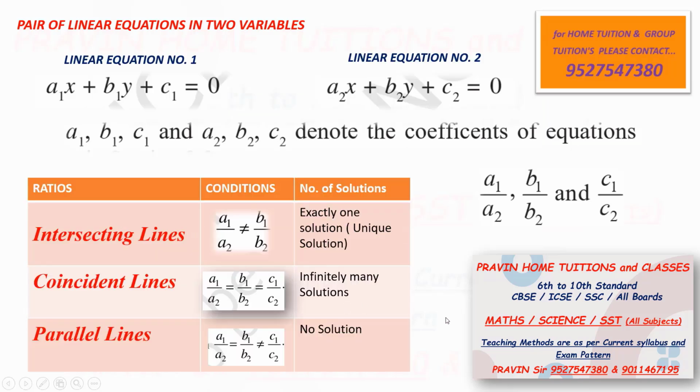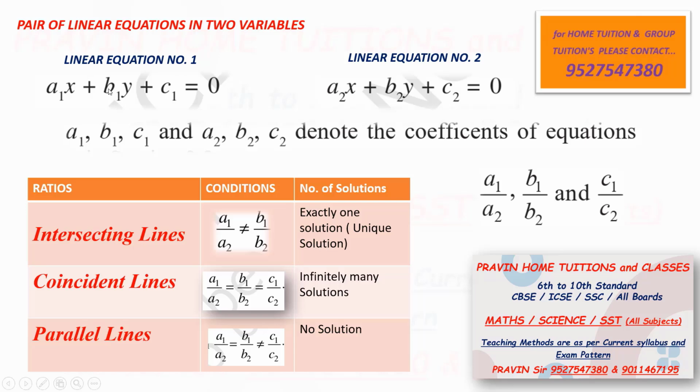Now here we have already studied linear equations, the standard form of a linear equation. This is the standard form of linear equation number 2. If two equations are given, without drawing the graph, we can predict whether these lines are parallel, intersecting or coincident based on some ratios that I will explain here.